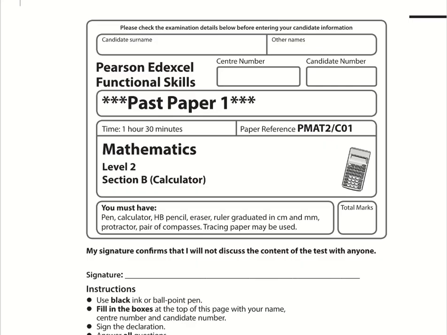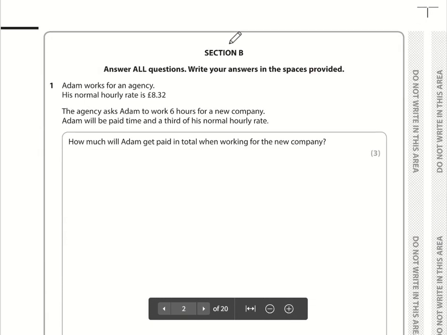Here are the video solutions for Pearson Edexcel Functional Skills Maths Level 2. This is past paper 1, and this is section B, which is the calculator section. So let's take a look at question number 1.